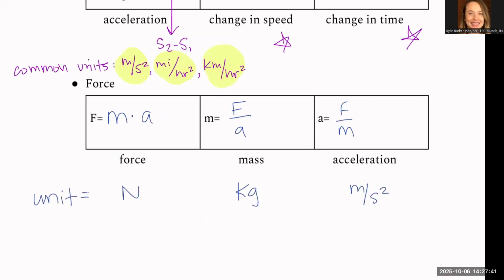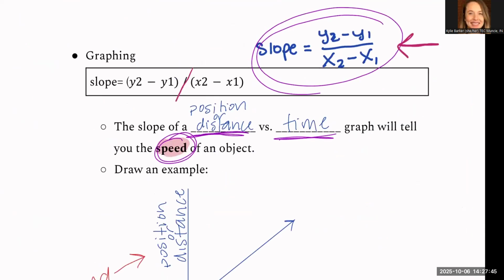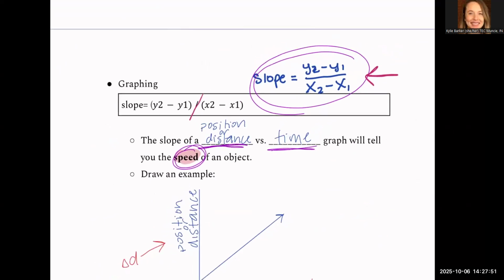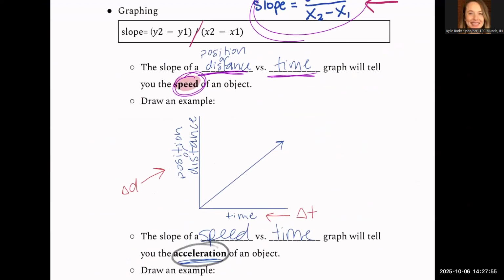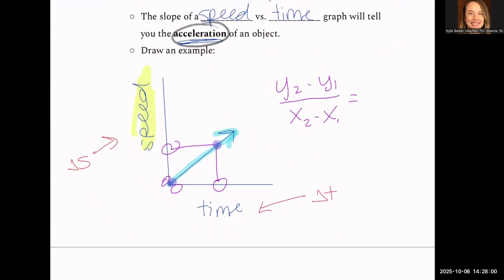All right, and then we're going to skip some of this force and gravity. We will obviously come back to it, but we're going to do one more thing with the graphing. So we did this one yesterday. The slope of a position or distance versus time graph will tell you the speed. We drew a little example. And now, very similarly, the slope of a speed versus time graph will tell you acceleration.